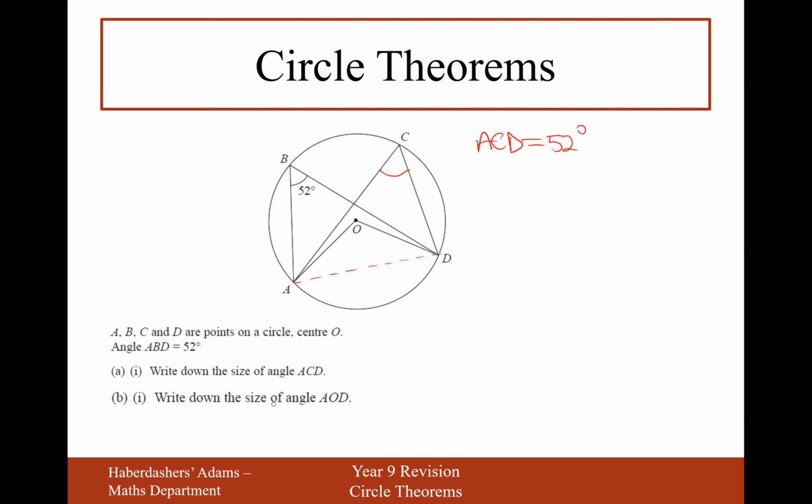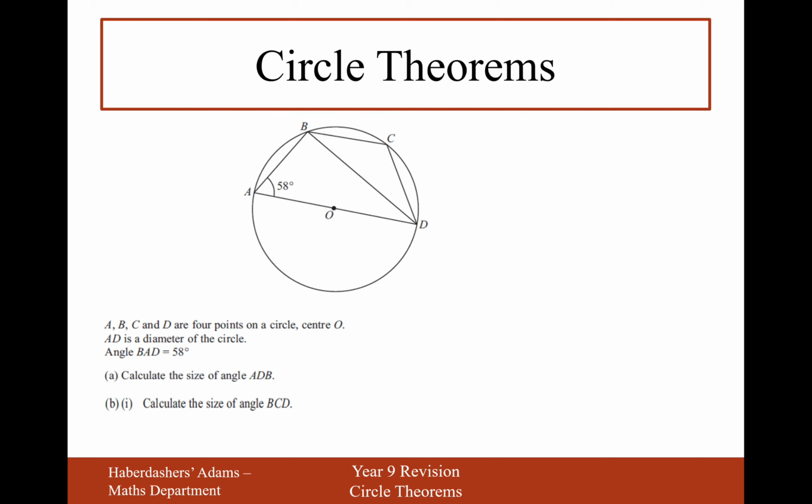Then we've got: write down the size of angle OAD, so that's the angle inside here. That's the circle theorem where you've got an arrowhead and you need to double 52 to get this angle inside here. So angle AOD is 104 degrees. Let's move on to the next one.